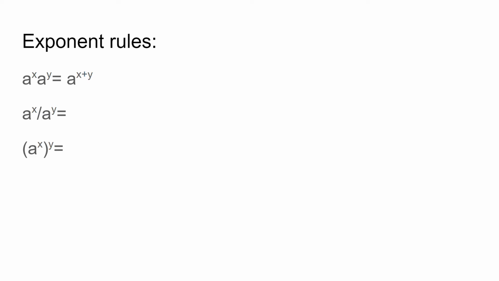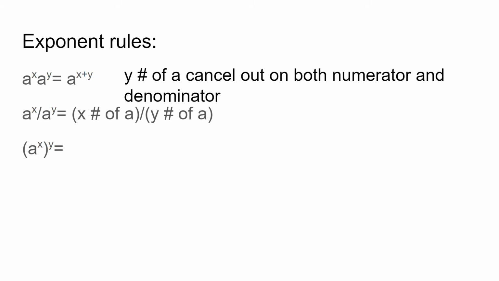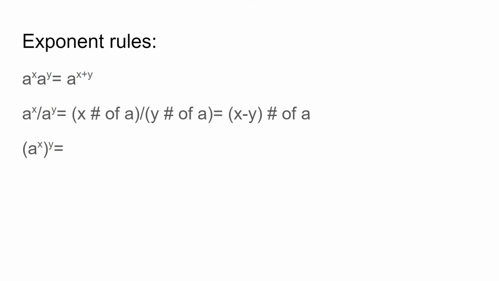a to the x divided by a to the y is equal to x numbers of a's divided by y numbers of a's. When you do that, y numbers of a's cancel out on both the numerator and the denominator, leaving us with x minus y numbers of a's, or a to the x minus y.